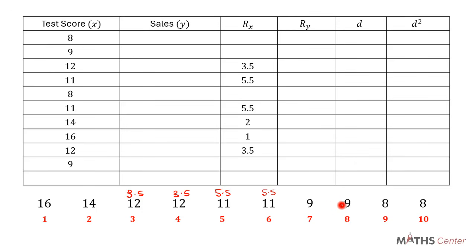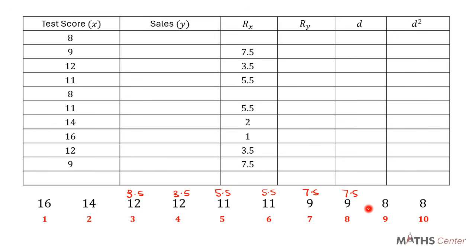The next score is 9. 9 also occurs twice. The rank here is 7. The rank here is 8. So you add the ranks. 7 plus 8 gives us 15. Since 9 occurs 2 times, you divide it by 2. So 15 divided by 2 gives us 7.5. And so this 9 will have a rank of 7.5 and this 9 will also have a rank of 7.5. So in our table, 9 here will have a rank of 7.5 and 9 here also has a rank of 7.5.